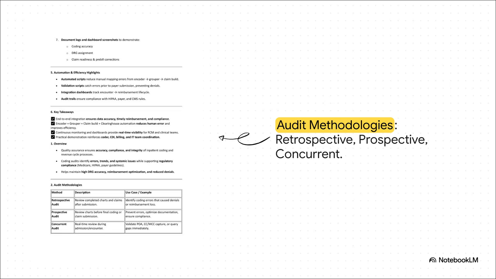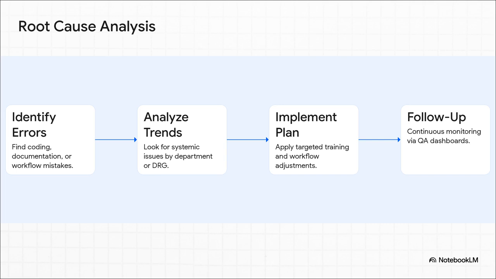First up, we have retrospective audits. This is when you review completed charts and claims after submission to spot coding errors that cause denials or reimbursement loss. Next are prospective audits. Now, this is the gold standard for compliance. It involves reviewing charts before final coding or claim submission to stop errors dead in their tracks. And finally, concurrent audits. These happen in real time while the patient is still actively in the hospital. Concurrent audits are absolutely vital for validating present on admission flags and capturing missing documentation while the physician is still managing the case.